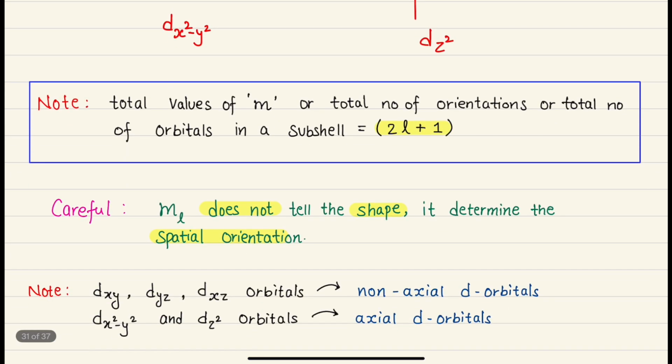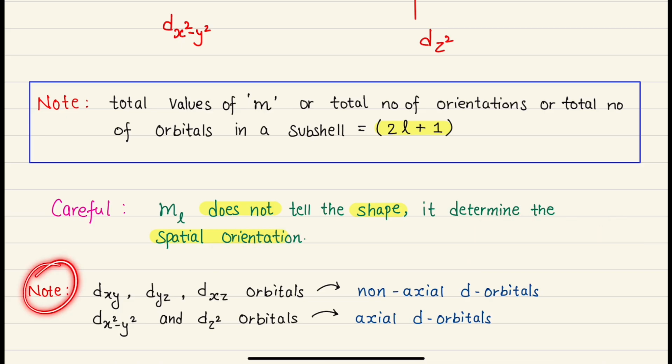Be careful. ml does not tell the shape. The ml value determines the spatial orientation. Very, very important. Shape, who will tell? For the shape, the L value is responsible. The azimuthal quantum number tells us the shape. Understood? But the ml value is responsible for the orientation.